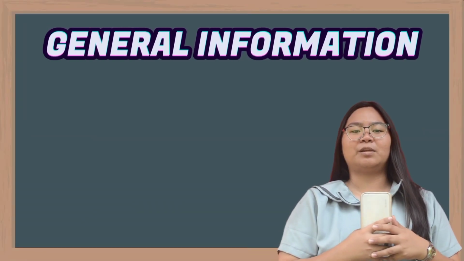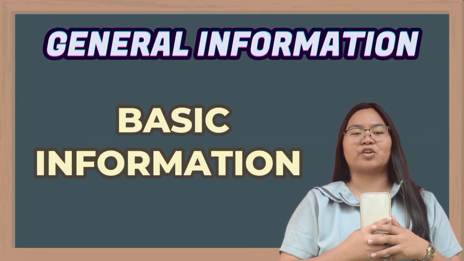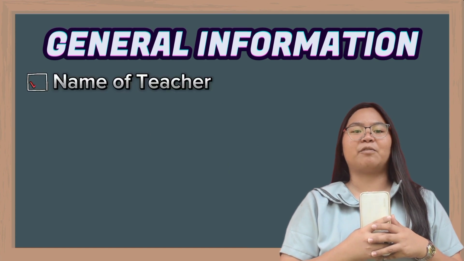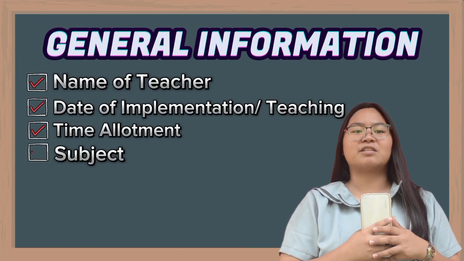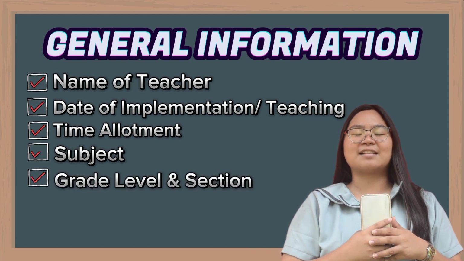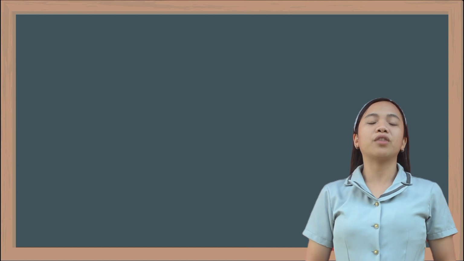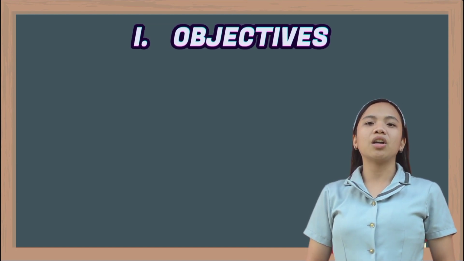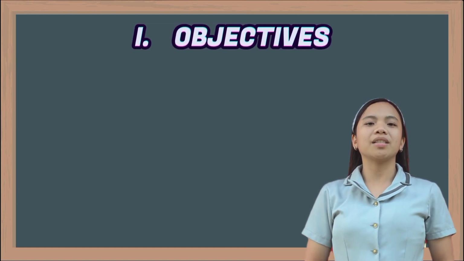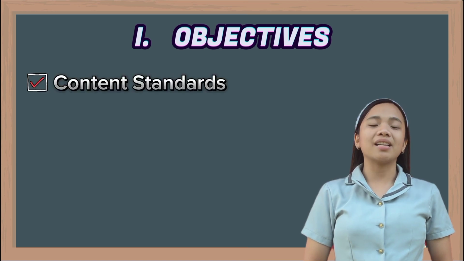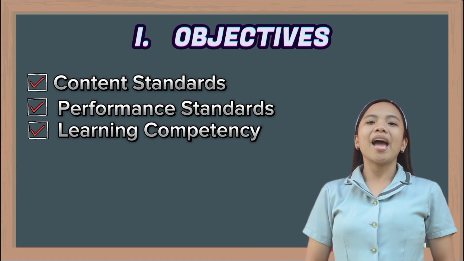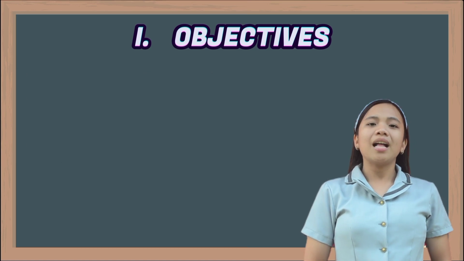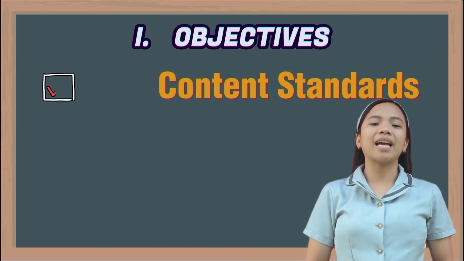General information typically includes the basic information of the lesson plan, such as the name of the teacher, date of implementation or teaching, time allotment, subject, grade level and section, and lastly, the quarter. Now, let's dive on to the first step, defining clear objectives. The objectives contain the following parts: the content standards, performance standards, learning competency, and specific objectives. Let's proceed first to the content standard.